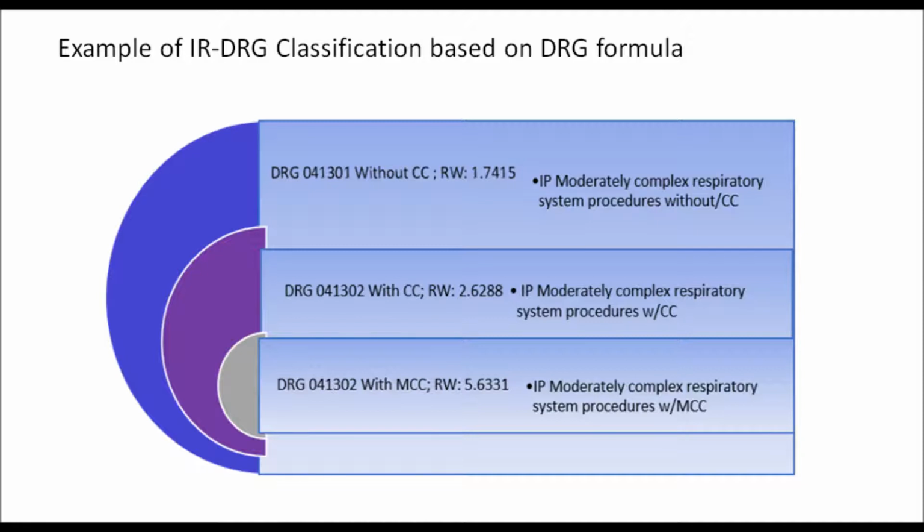DRG 041302 with CC, RW 2.6288, IP moderately complex respiratory system procedures with CC. DRG 041302 with MCC, RW 5.6331, IP moderately complex respiratory system procedures with MCC.